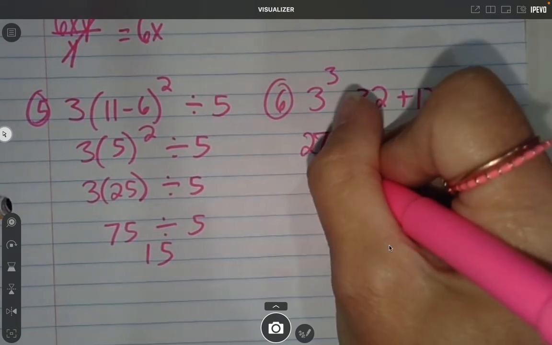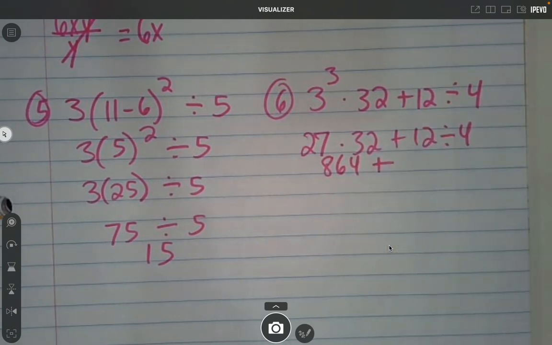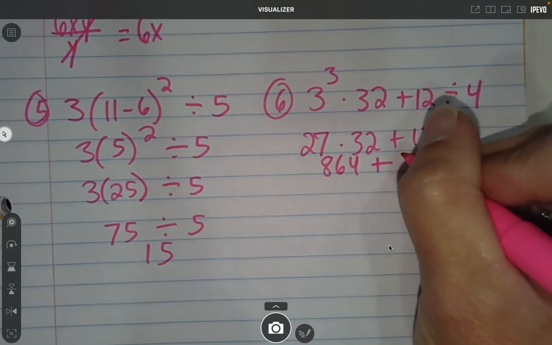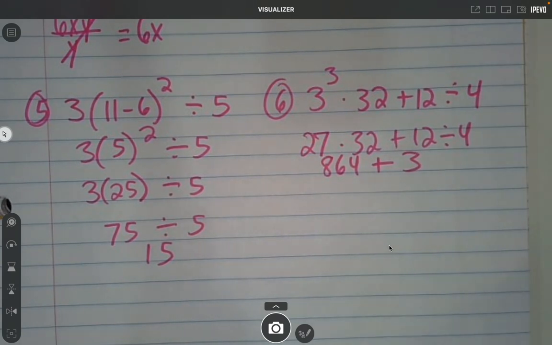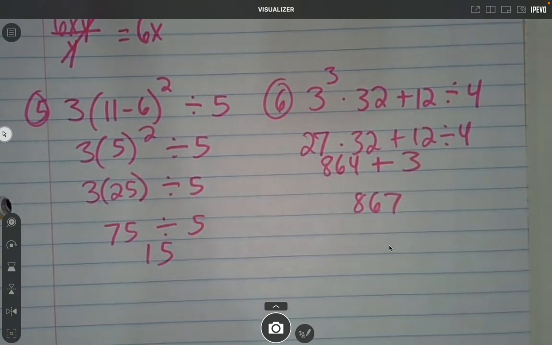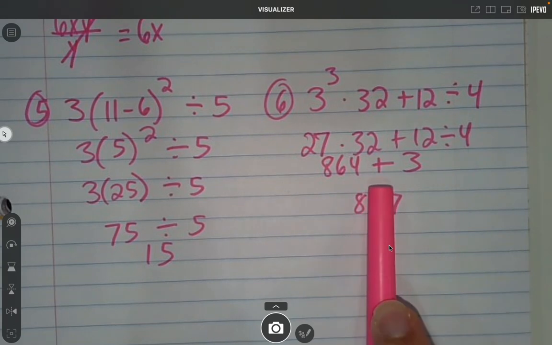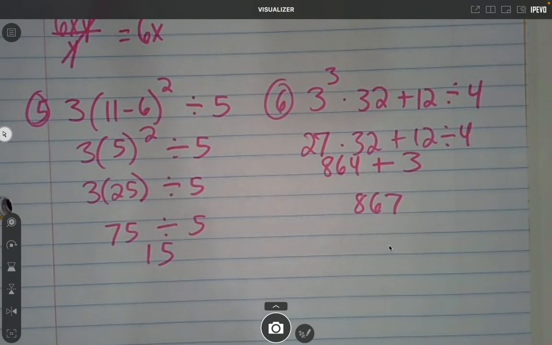Okay. 864. And then bring down my plus sign. What's 12 divided by 4? 3. Okay, then what's 864 plus 3? 867. That should have been your answer on that. Did y'all get that one? Do y'all see where you might have messed up if you didn't get it? I divided 864 by 4. You divided what? 864 by 4. I did it the wrong way. Okay. Does it make sense now though? Yeah, okay.